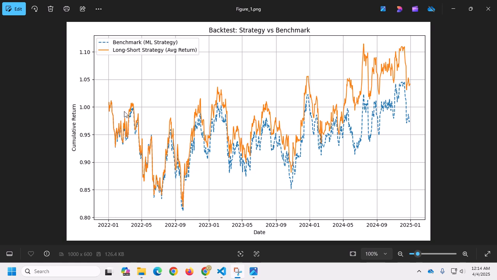Basically we can see that from the period of 2022, all the way up till almost 2024, at the beginning of 2024, the returns were more negative, both for the benchmark and for the long short strategy. But after 2024 begins, we can see that the returns have become better.